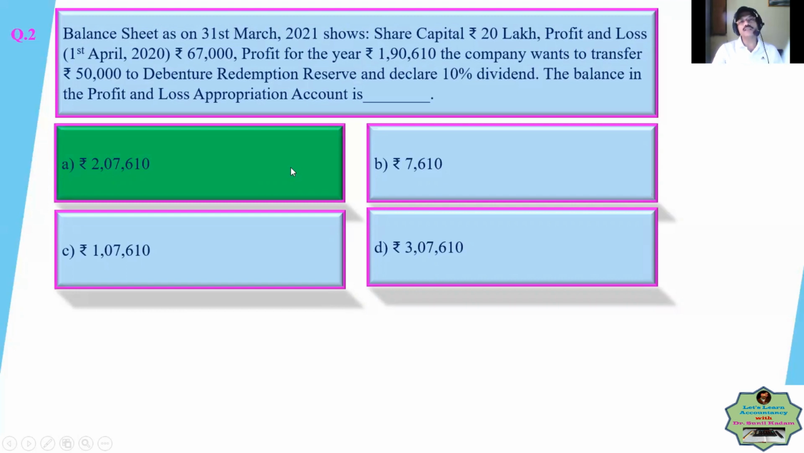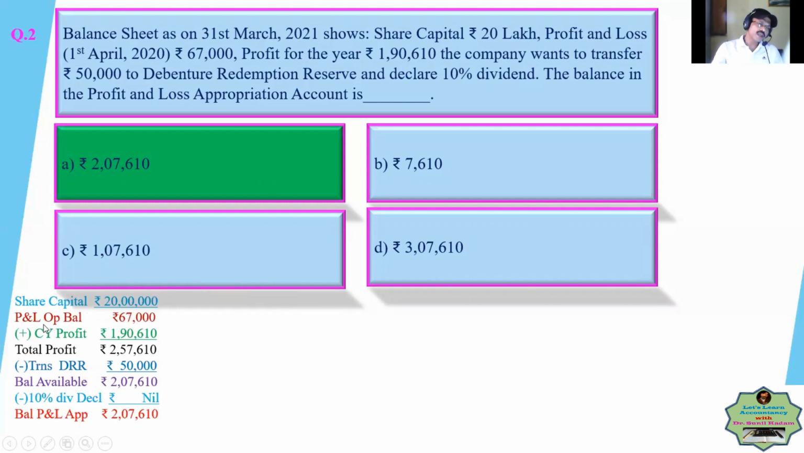Now let us counter check how it is correct. The company share capital is 20 lakh, which we have taken care of. Then the opening balance of profit given here is 67,000, plus the current year's profit will be added to it. So the profit available for distribution is 2,57,610. And from that, the allocation is carried out towards the debenture redemption reserve, transferred to DRR 50,000.